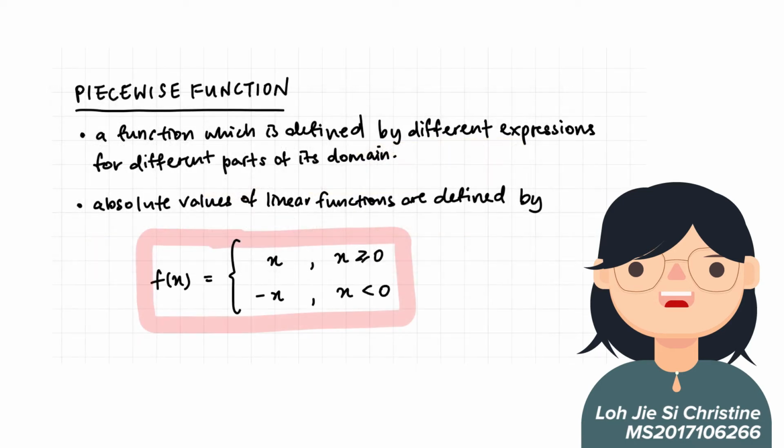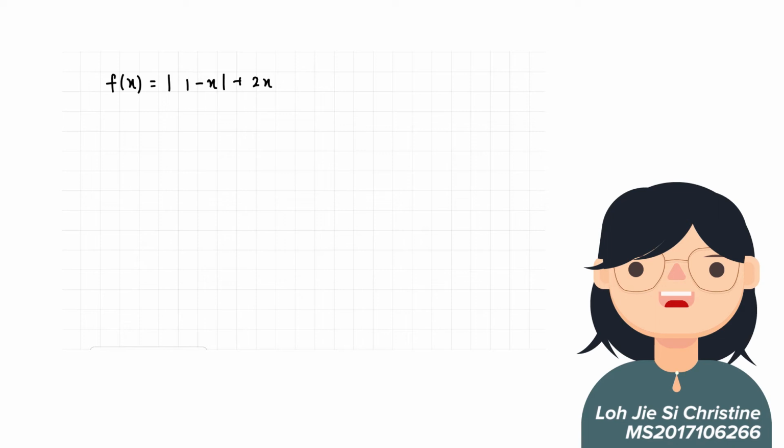A piecewise function is a function which is defined by different expressions for different parts of its domain. Absolute values of a linear function is defined by the following. So for this question, we can write this function in that format. Write the equation in the modulus first.